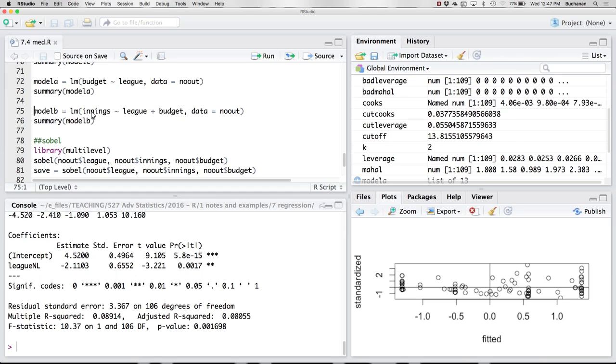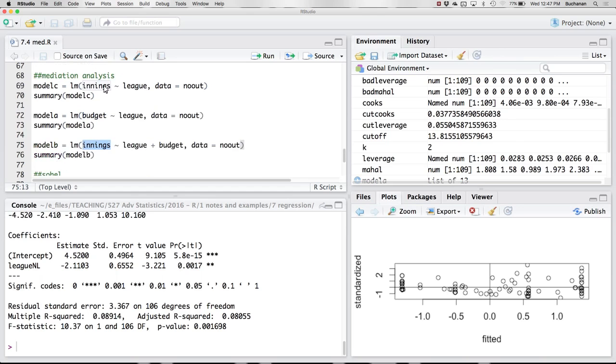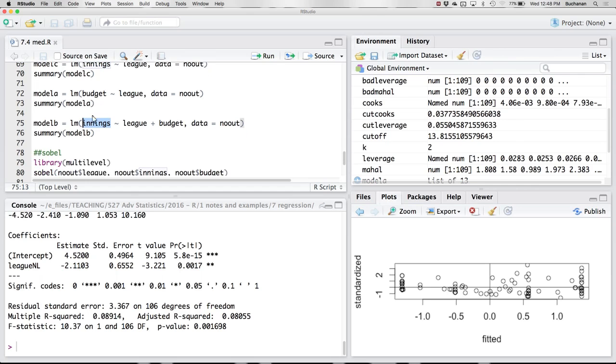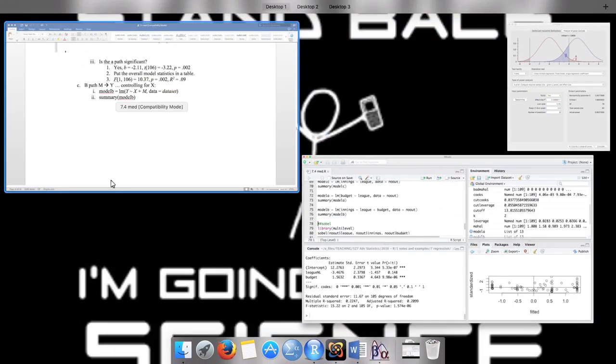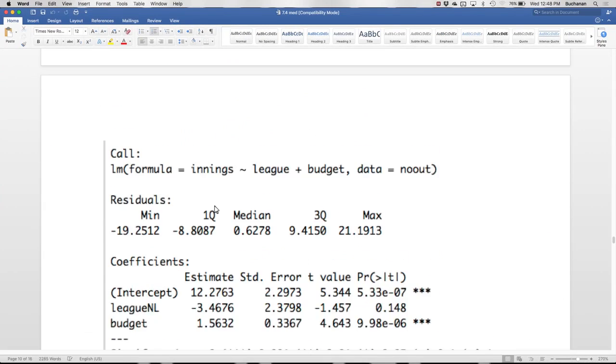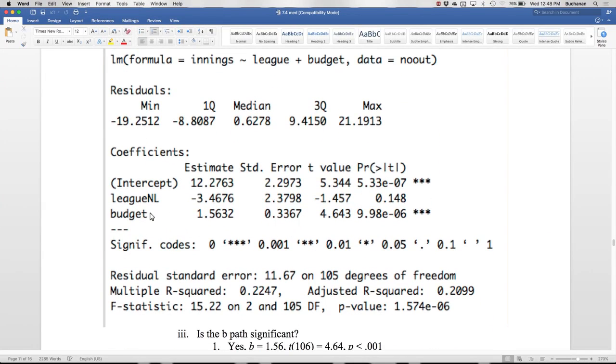So switch DVs back to innings. So it's model C and X and M together. One thing that people do sometimes when they're just typing this up is they do league and budget predicting budget because they copy the line above it. You can't use an IV to predict itself. It will give you an error. So I've got X and M together. Calling this model B. Now it should give you both coefficients, which is good.